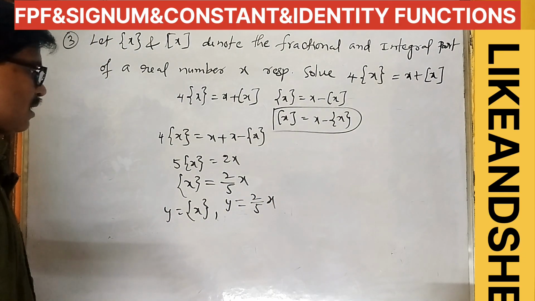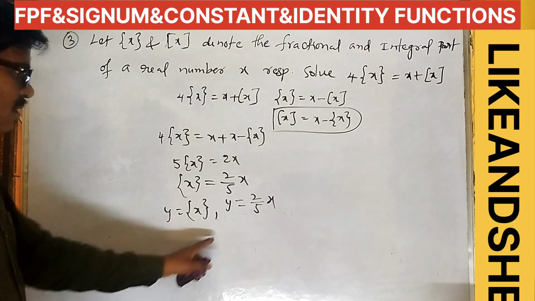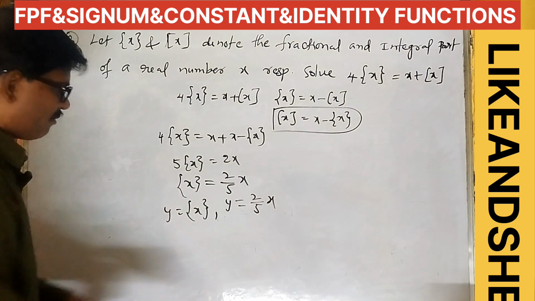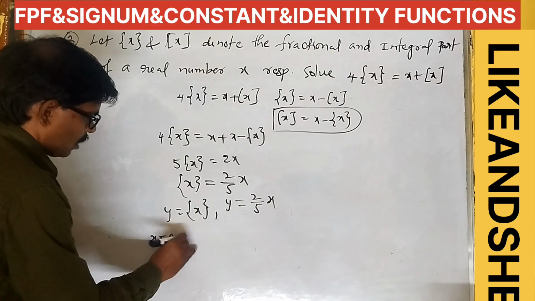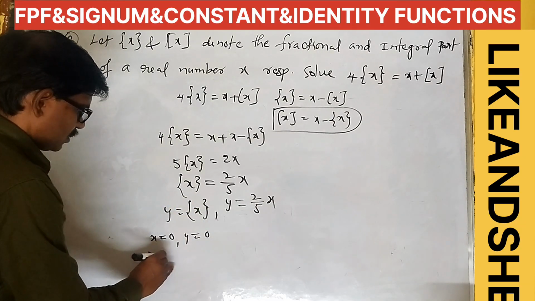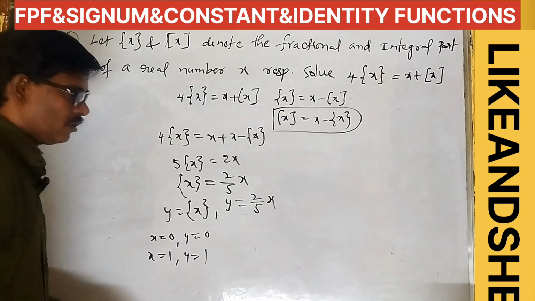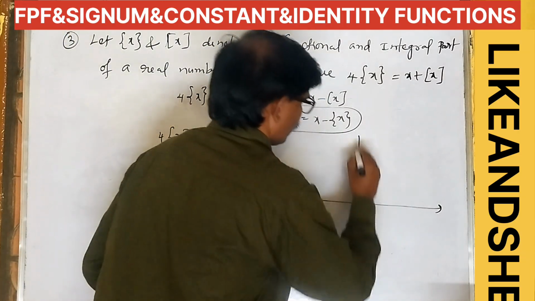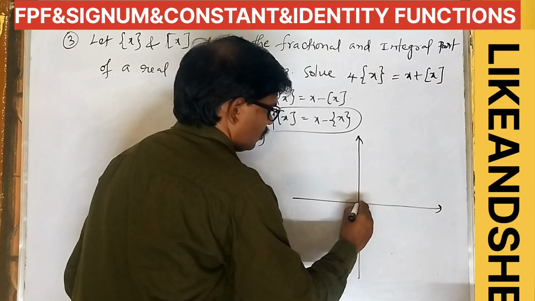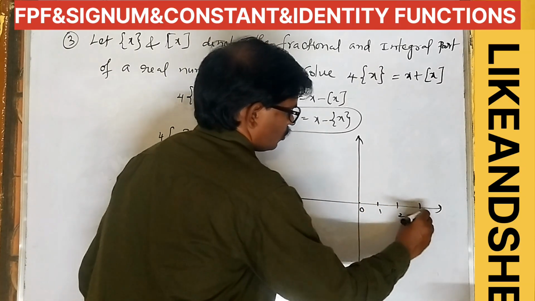Okay, these are the equations, these are the lines. Here x is equal to 0 and the y value is also 0. When x is equal to 1, y is also 1. So on. Now draw the graph. This is 0, this is 1, 2 and 3.